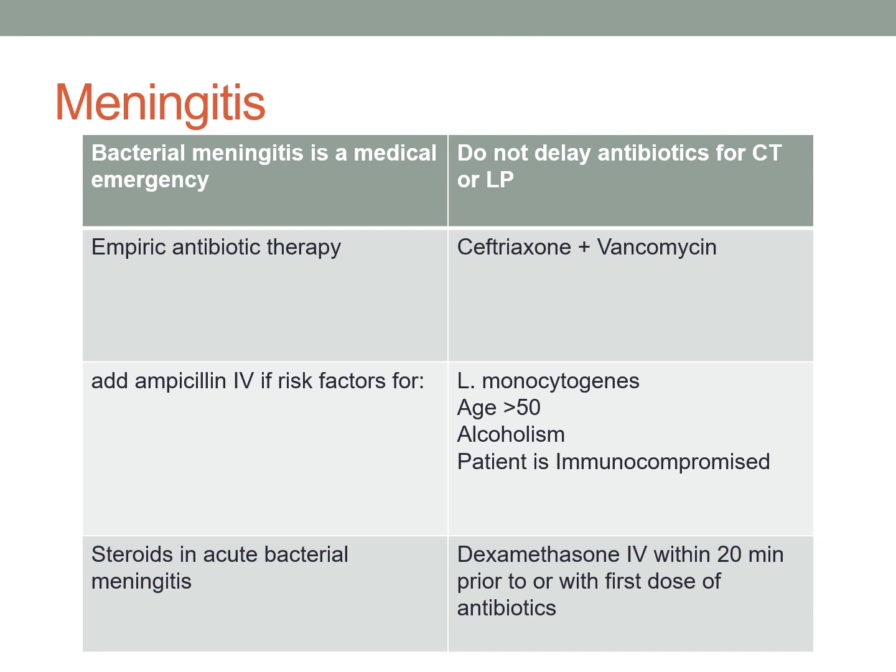Bacterial meningitis is a medical emergency. Do not delay antibiotics for CT or LP. Empiric antibiotic therapy includes ceftriaxone, vancomycin. Add ampicillin if risk factors for Listeria monocytogenes: age more than 50, alcoholism, immunocompromised. Steroids in acute bacterial meningitis can be advised as dexamethasone IV, within 20 minutes prior to or with the first dose of antibiotic.